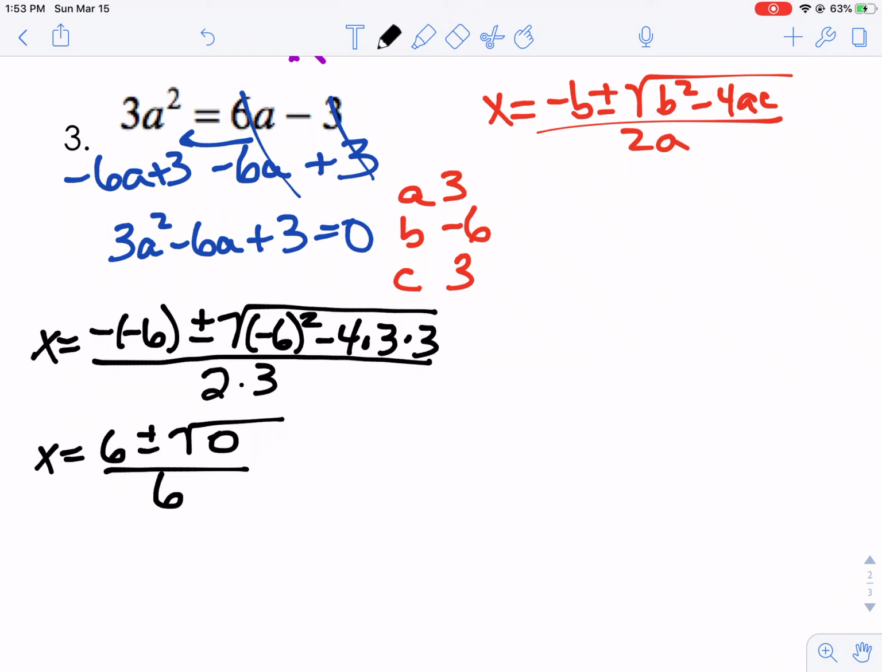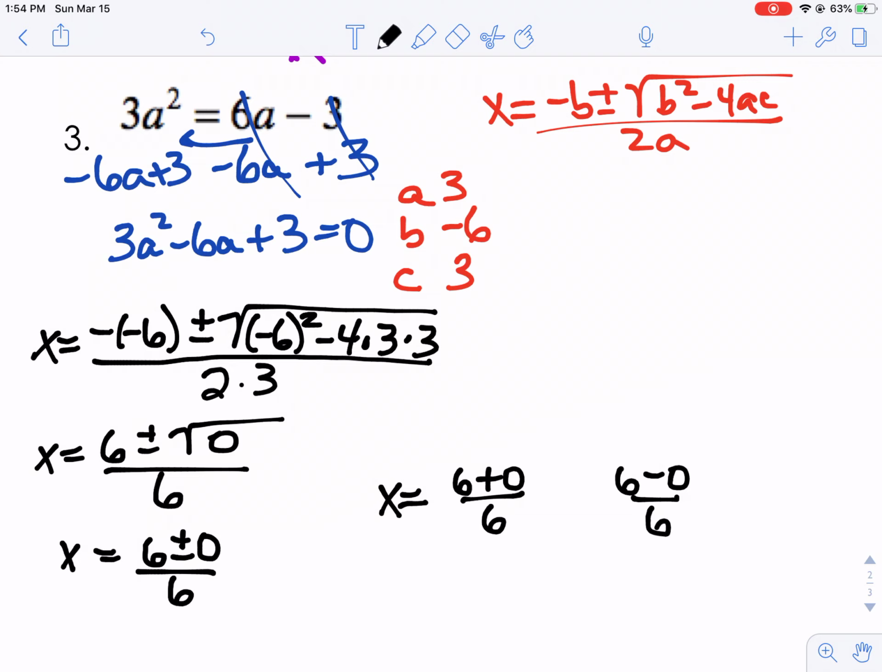Well, if I type square root of 0 into my calculator, it tells me 0. So my x equals 6 plus or minus 0 divided by 6. Well, separate your two answers because you don't have a radical left. So 6 plus 0 over 6 and 6 minus 0 over 6.